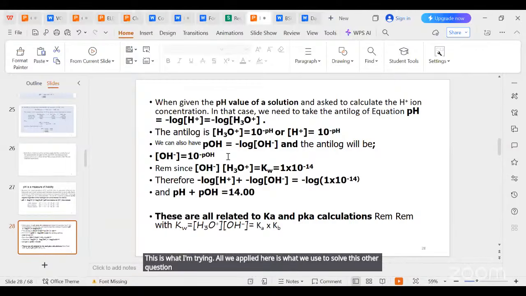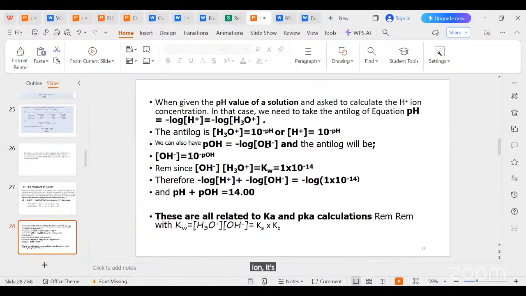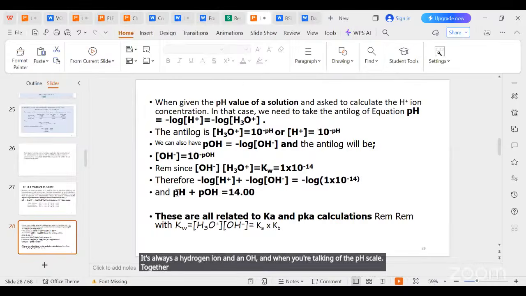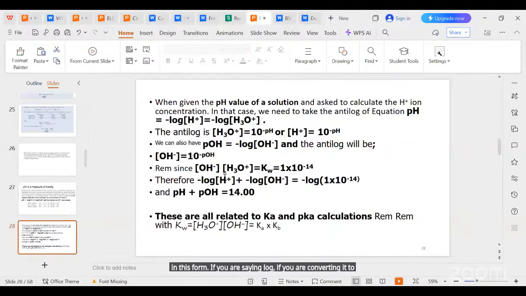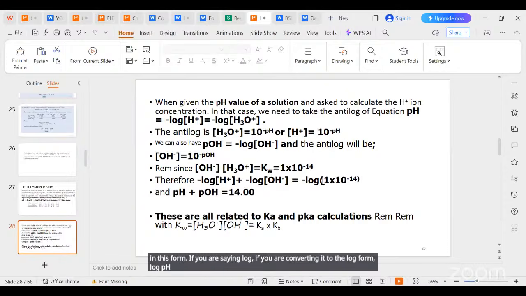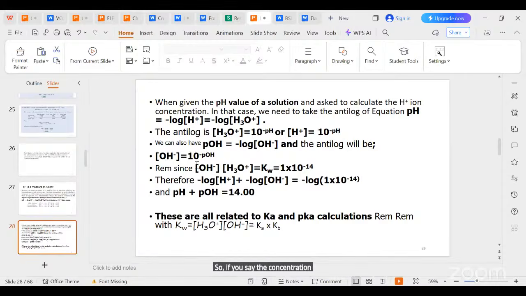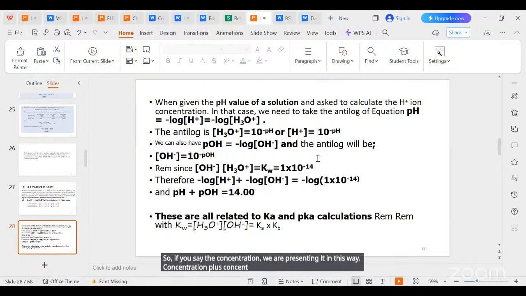In any pH scale, there's always a hydrogen ion and an OH ion. Together, they are equal to 14. pH plus pOH will give you 14 in this form. If you are converting it to the log form, minus log H plus minus log OH will give you minus log 1 times 10 raised to power minus 14. So concentration times concentration at equilibrium will give you this.